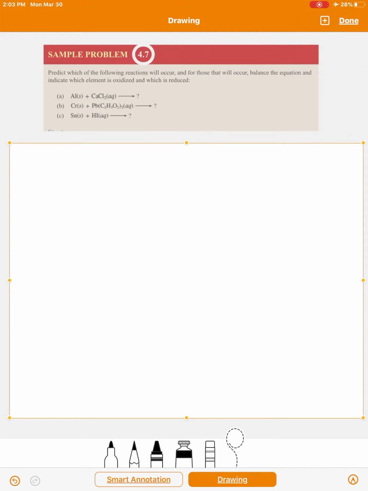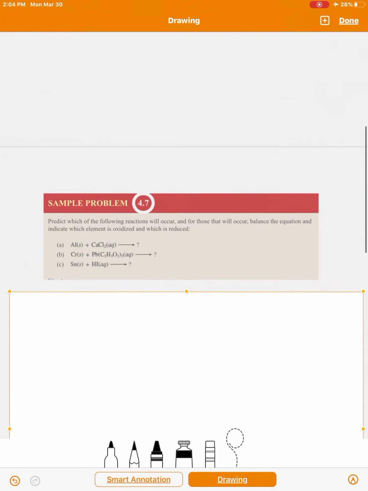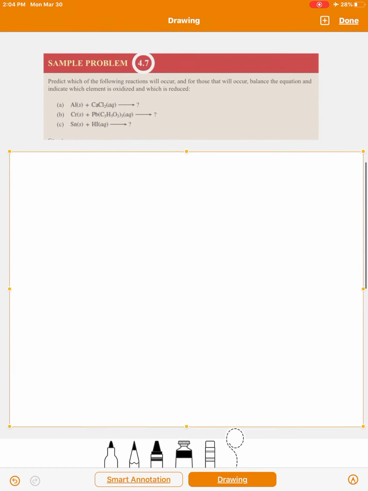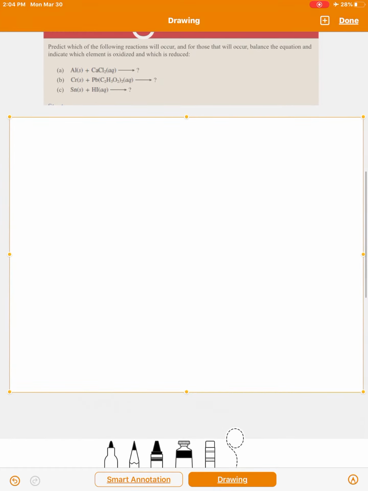So what we said before was that if you look at this activity series, the element that is higher up is more easily oxidized. So lithium is the most easily oxidized. Gold is the least easily oxidized. So if the element that's higher up is neutral, you'll see the reaction occur just as it's written here in the chart. So in the first one, let's take a look at A.